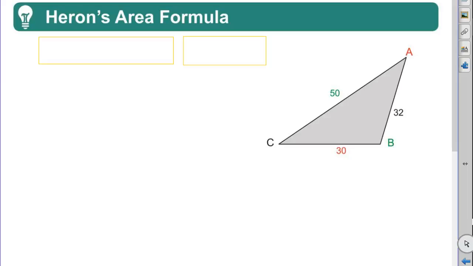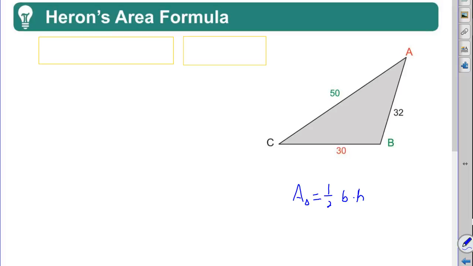All right, so you found the quick review, and this is Heron's area formula. So when do you want to use Heron's area formula? The standard formula for area of a triangle is area equals 1/2 base times height. Now, that formula works great. The issue is you have to have a height.